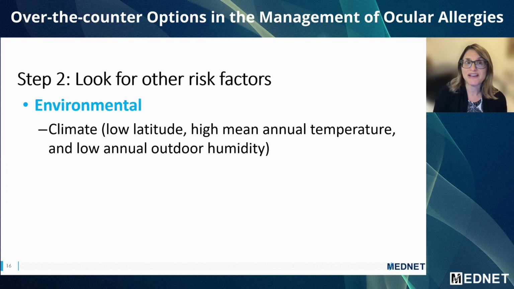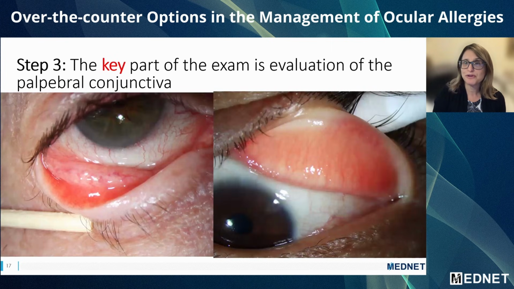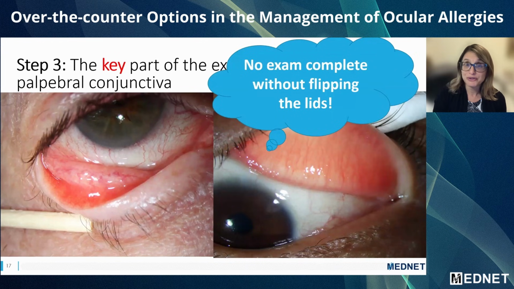But then there are other risk factors. What are people being exposed to? And also age of when everything started, because again, in SAC especially, it generally starts in childhood. But the most important part of the exam is the slit lamp examination, where we look at the palpebral conjunctiva, and not just the inferior palpebral conjunctiva, also the superior one. The punchline is no exam complete without flipping the eyelids.